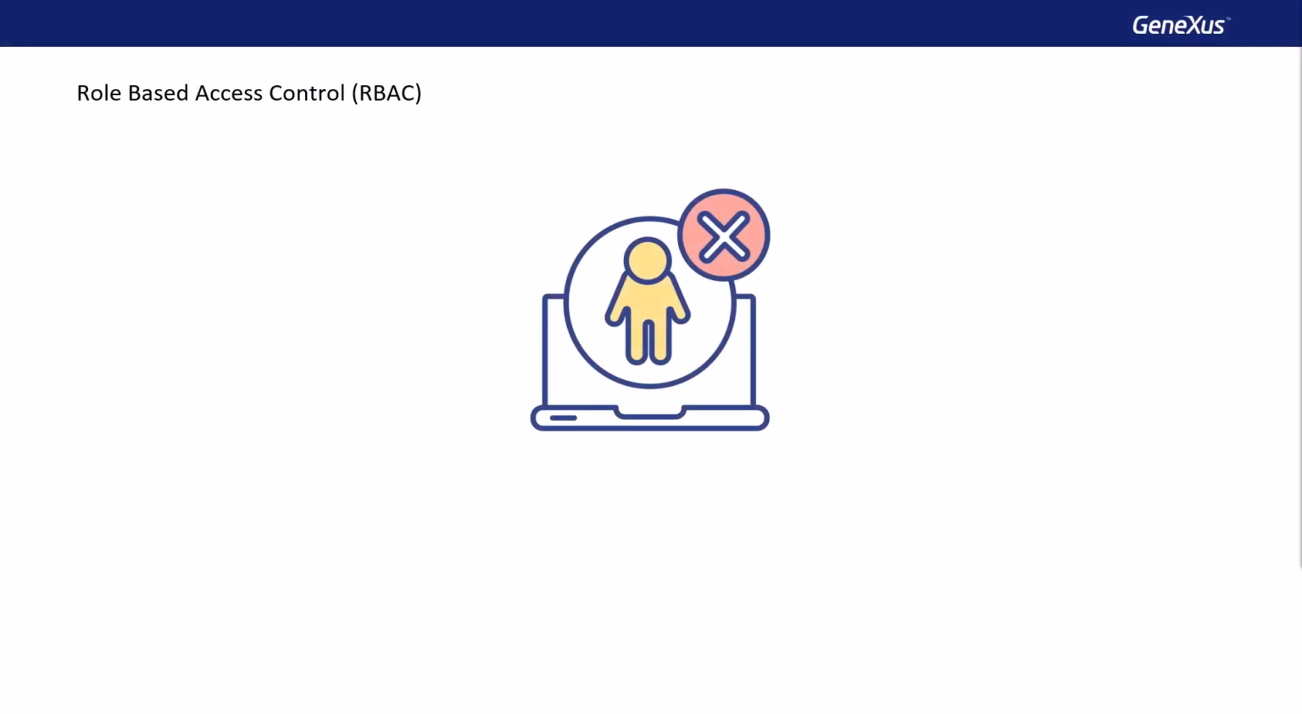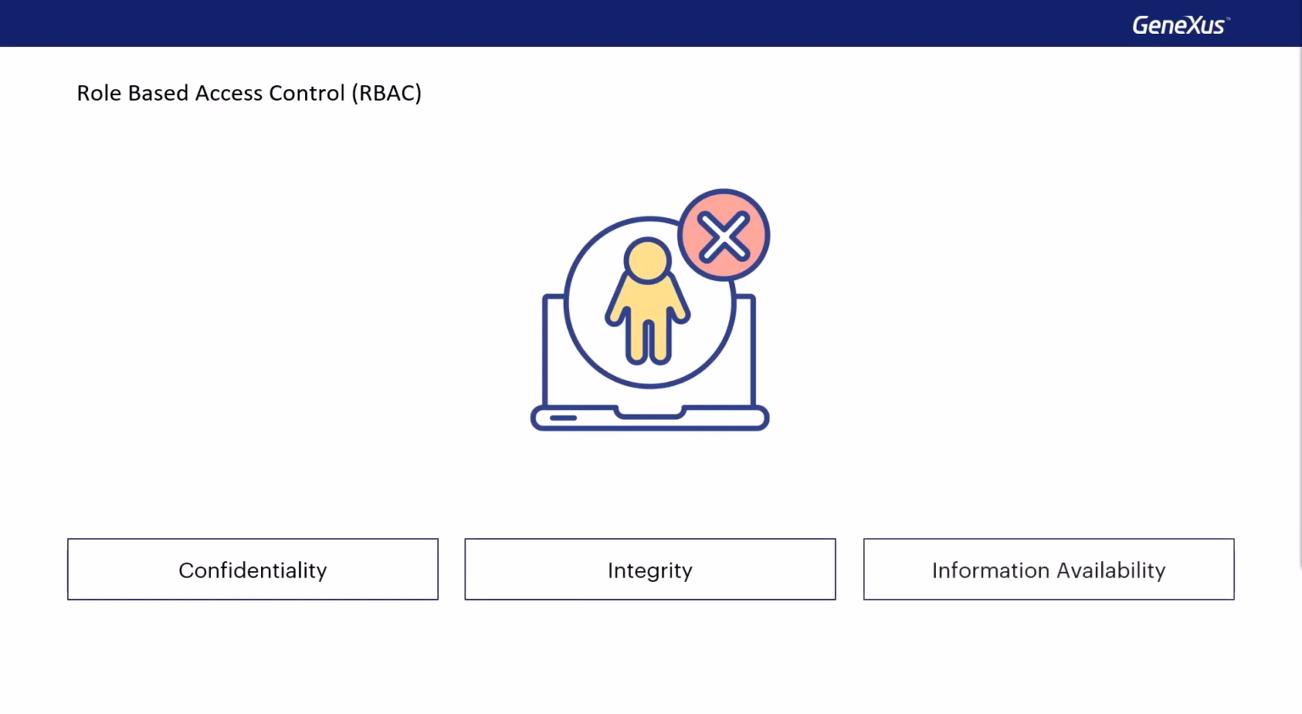Role-based access control, or RBAC for short, is an approach to restrict system access to authorized users. It aims to ensure the confidentiality, integrity, and availability of information since, based on the principle of least privilege, it restricts users' access and the actions they can perform. This reduces the risk of security breaches when a user's account is compromised.